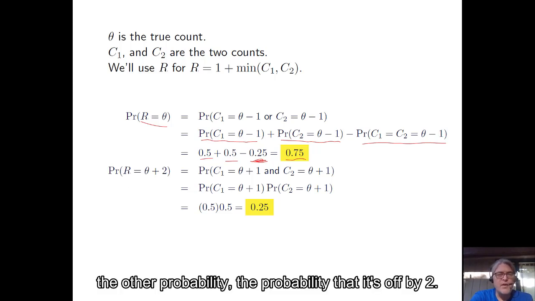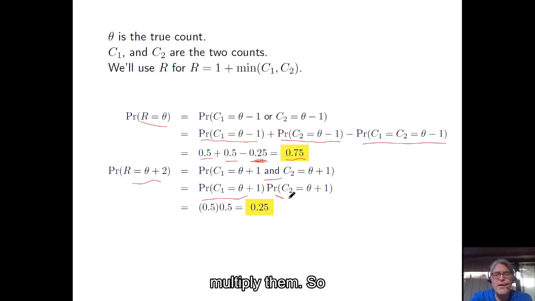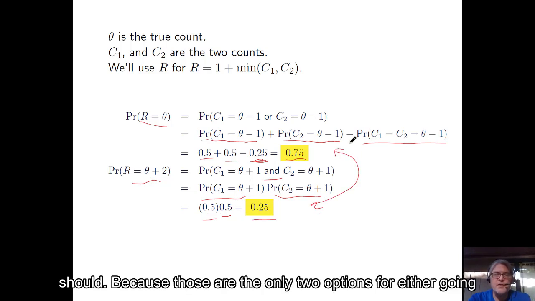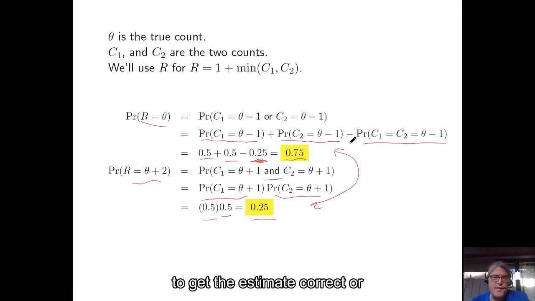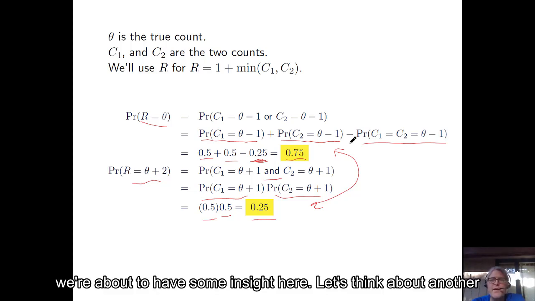And the other probability, the probability that it's off by 2, that's an "and" statement. And these are independent, so we can just multiply them. So 1/2 times 1/2 is 1/4. And pleasingly, these add up to 1, as they should, because those are the only two options. We're either going to get the estimate correct, or it's going to be off by 2 using this procedure. Okay, so hopefully you're all still with me. I know it's kind of a funky example, but we're about to have some insight here.